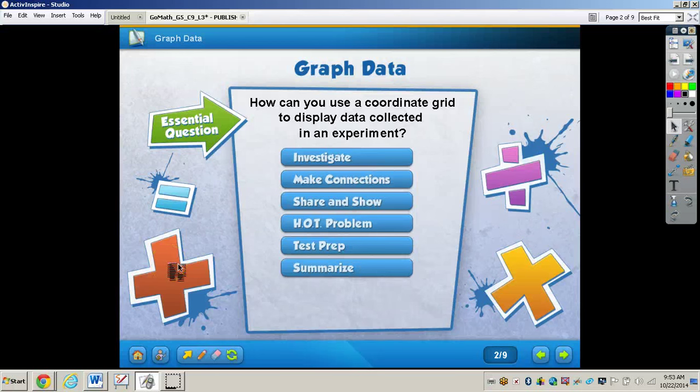In this video, we're going to be taking a look at graphing data, and the essential question that we are going to answer is how can you use a coordinate grid to display data collected in an experiment? Now you will need to get out your Go Math book and turn to page 377, get out your math journal and also a pencil.